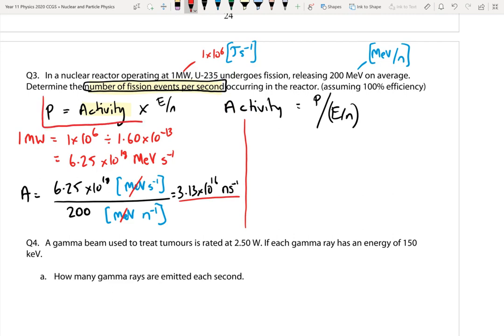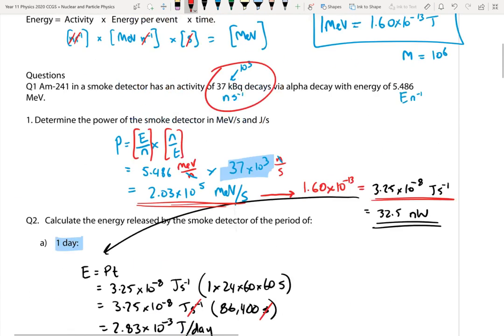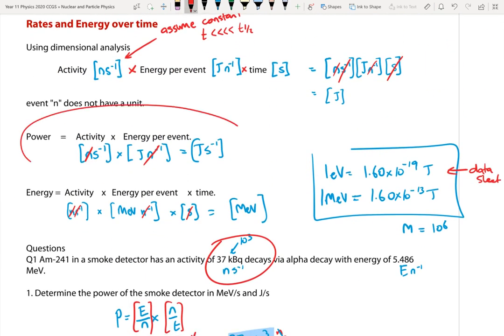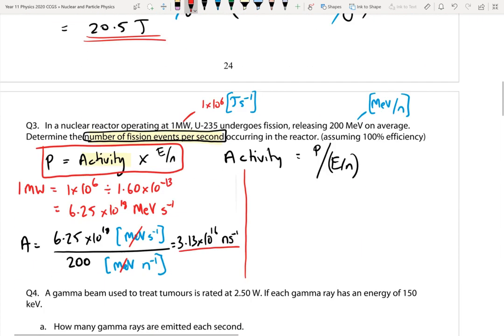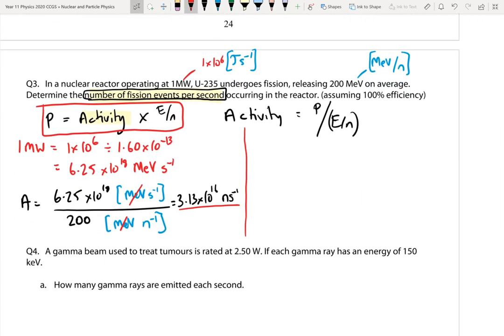Well, that's just an equation that we attempted to derive in the previous page. If we go back up here, power is activity multiplied by energy per event. Now, the problem we had with this question is we had joules and MeV, so one needed to be converted. So, with my red pen now, let's convert this one to joules per event.